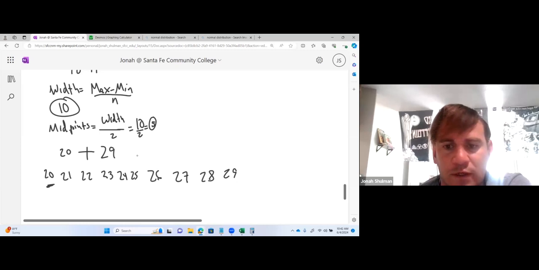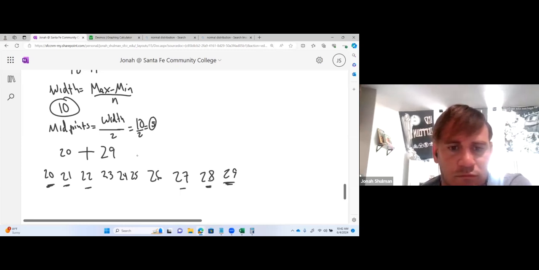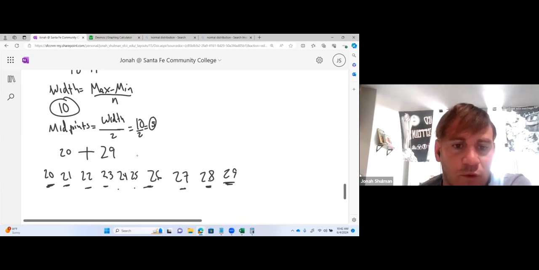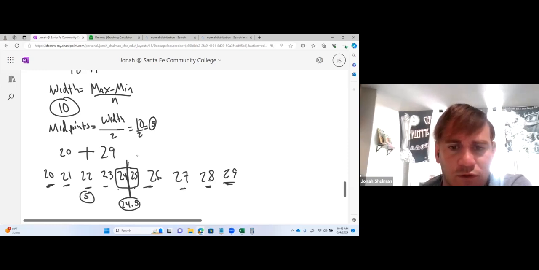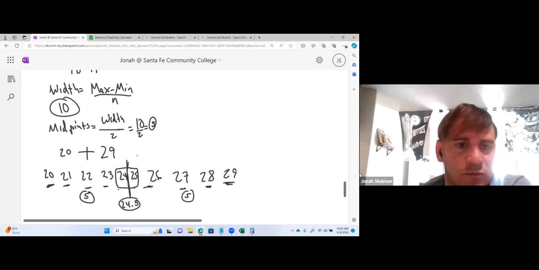And then I'll show you another way to find it. We have two numbers here. Our actual middle number is going to be 24.5. That's halfway in the middle. Why is that the case? I have 1, 2, 3, 4, 5 numbers on the left, and 1, 2, 3, 4, 5 numbers on the right. So what is your middle? 24.5, which to me makes the most sense.